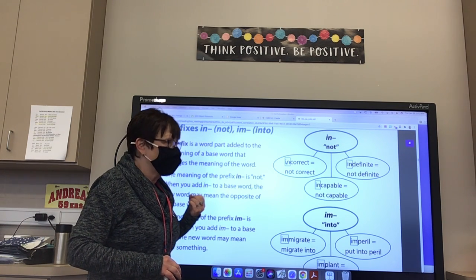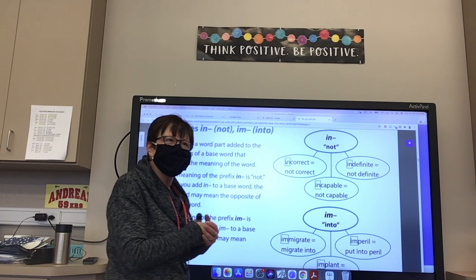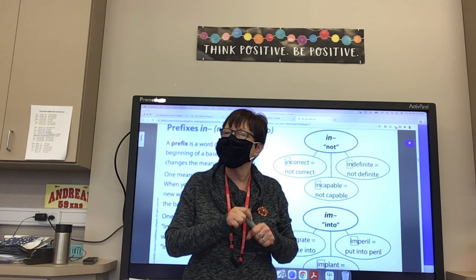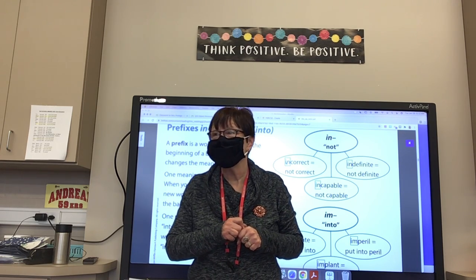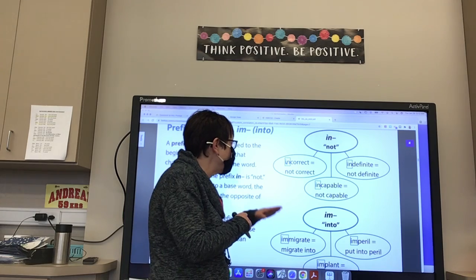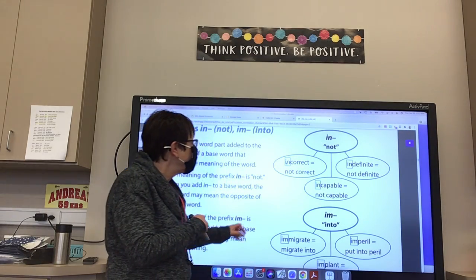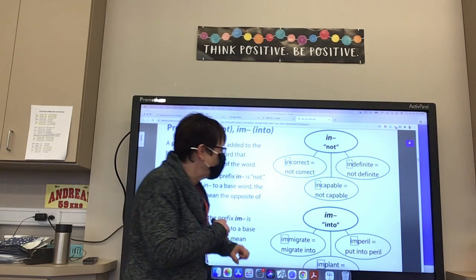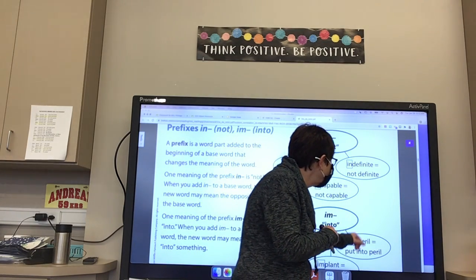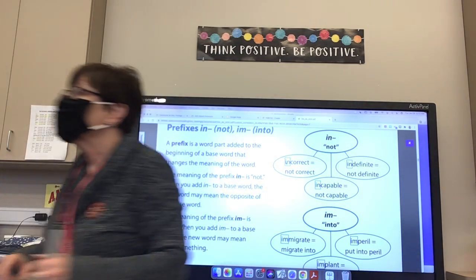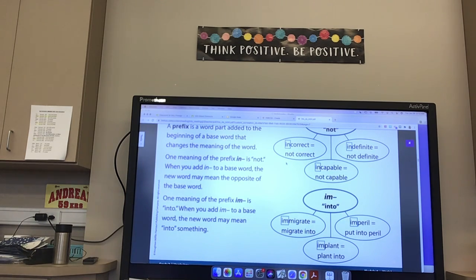Now another one that we looked at this week is IM. We had IM last week, and it meant something totally different than what we're doing this week. What was it last week? What did we learn about the prefix IM last week? Juliana? It means not. It meant not last week. Well, this week it means into. For example, we have migrate. It means migrate into. We have IN and we add it to the word peril. It means put into peril. We have the word plant plus IN means plant into.